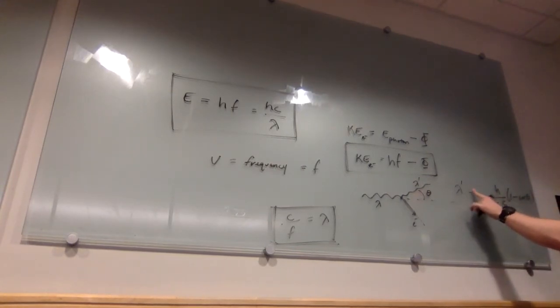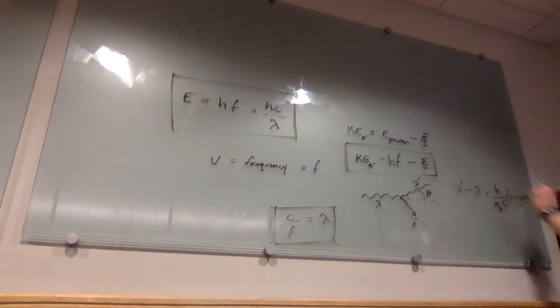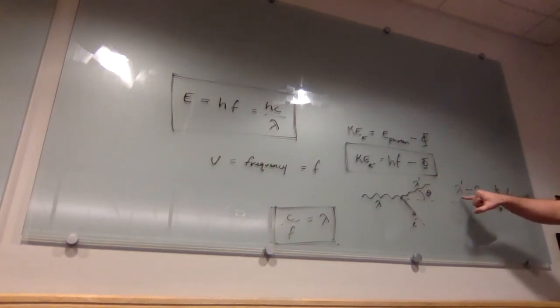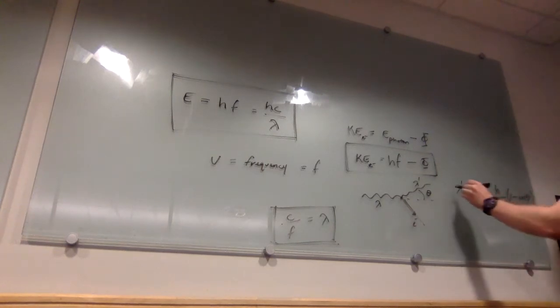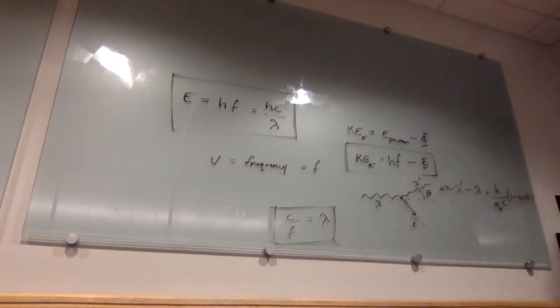Okay, they probably read it like this. This is the equivalent way to write it. It's just the difference in the wavelength. So the change in the wavelength is related to some constants divided by the mass of the electron, which is a constant too, I guess. So this is all a constant, and then it's related to the angle.